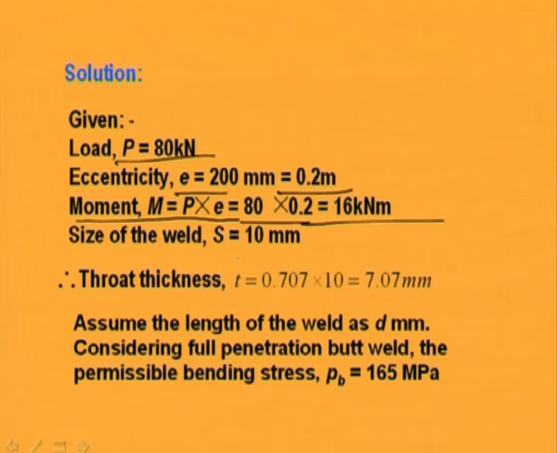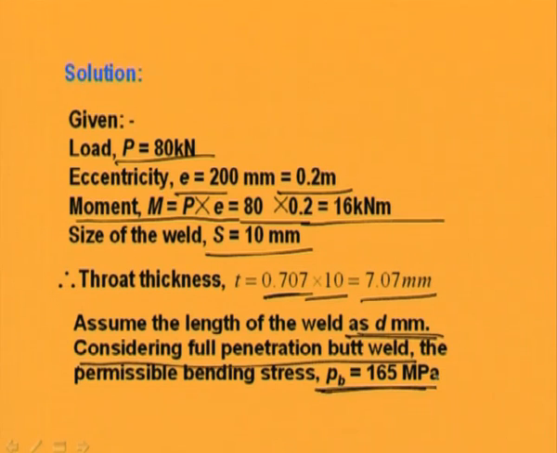And the size of weld has been given, which is 10 mm. Now we know if the size of weld is this, the throat thickness will be 0.707 into 10. So this is coming 7.07 millimeter. If we assume the length of the weld as D millimeter, then I can find out the value. And if I consider the full penetration butt weld, then the permissible stress will be 165 MPa. So these are the data we have from the code and from the question.